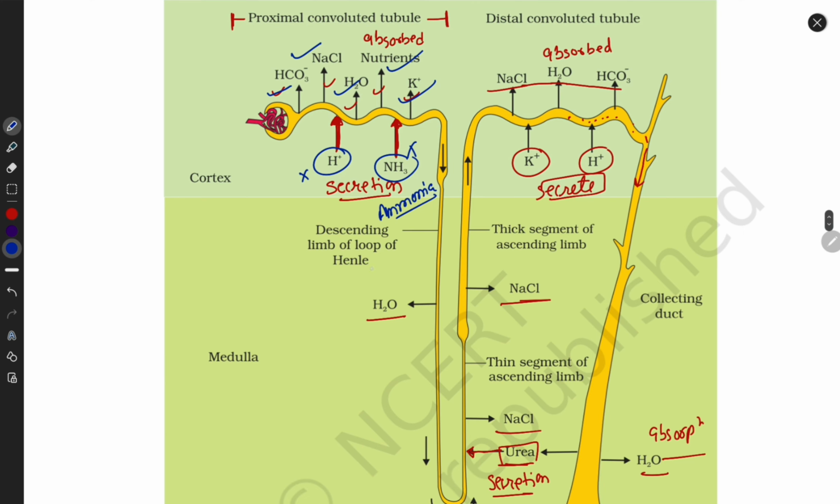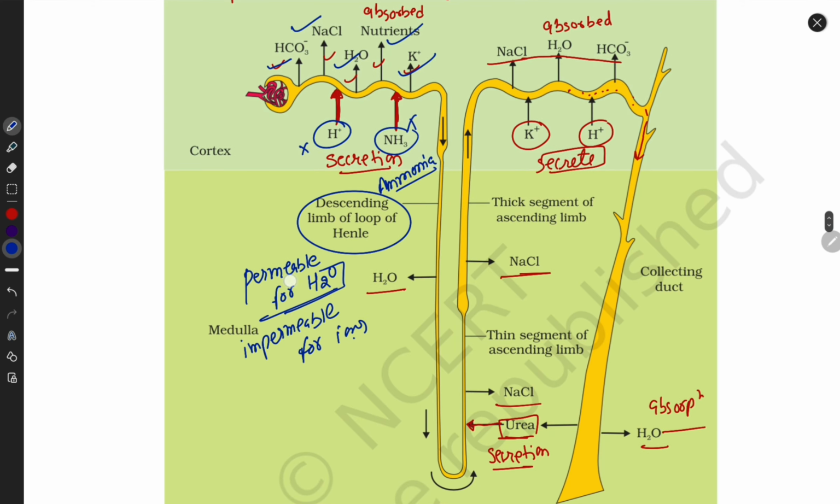Now this is the loop of Henle, and this is the descending part of the limb. They are permeable for water and impermeable for ions. So in the descending part, they absorb only water and they can't absorb ions. But in the ascending part, they absorb ions, permeable for ions, not H2O. This part absorbs H2O, but this part can't absorb H2O.